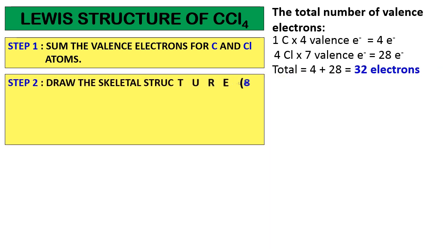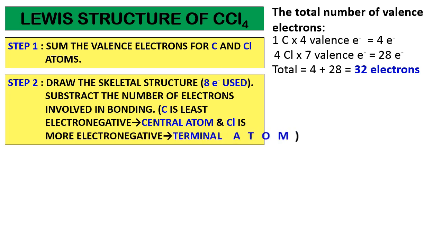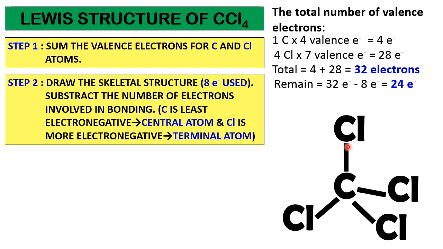In step 2, we draw the skeletal structure. Carbon is least electronegative, so carbon will be in the center, and Cl is more electronegative, so it will be terminal. After you draw the skeleton, we use 2 electrons for 1 single bond. Here we have 4 single bonds which connect the central atom and the terminal atoms. So we have used 8 electrons to draw the skeletal structure, and there will be 24 electrons left.